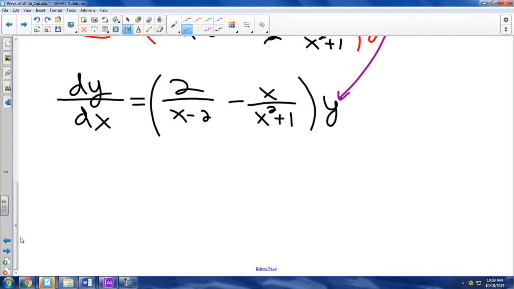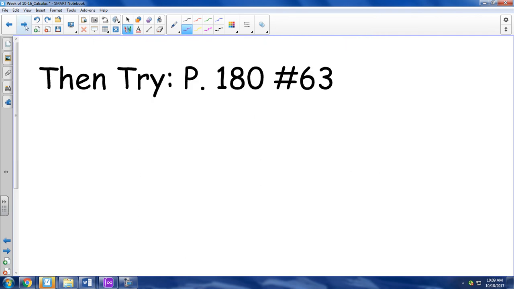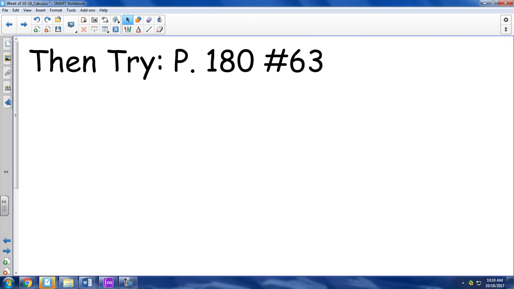If you have any questions, please reach out. But what I want you to do is on the notes, try page 180, number 63. This is a problem that has a video for the QR scanner, so if you want to use that, you can go ahead and use that. But try this, and you have the space there to do the problem. So feel free to pause the video, try that, and then we'll pick it back up.